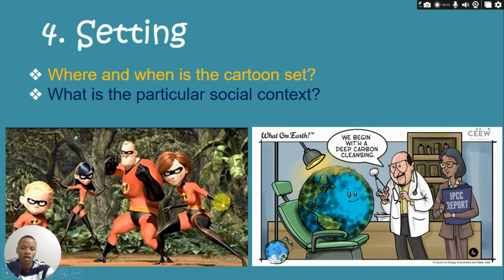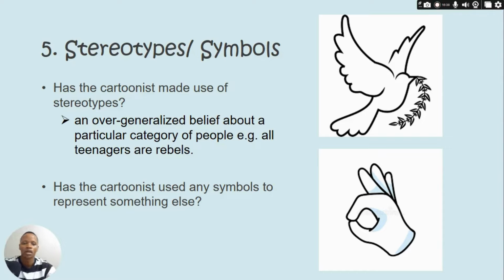And then now, you need to also consider the setting. Where and when is the cartoon set? What is the particular social context of the cartoon? For example, if you look at this picture here, these are two different settings, and you'll have to look at the characters, the background, and everything to actually determine the setting.